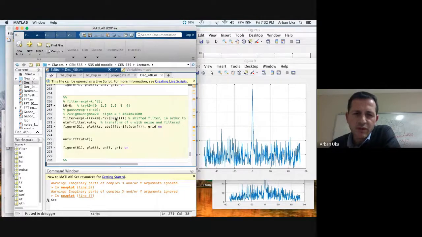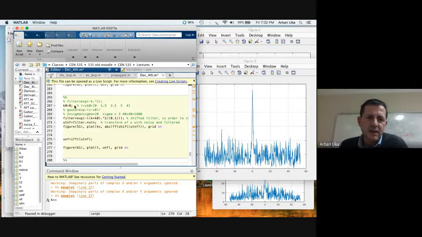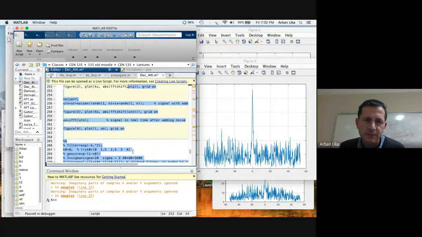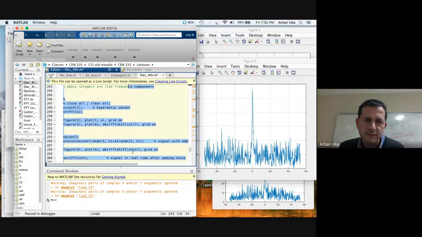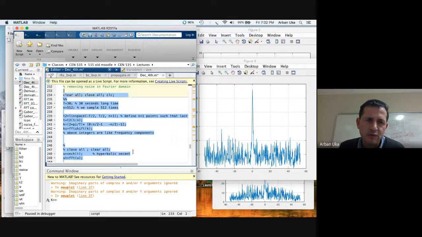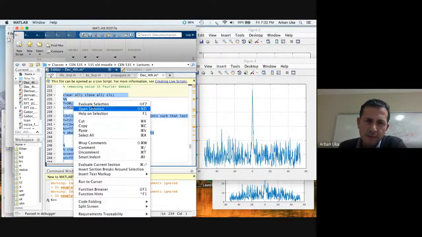We can decrease this a little further. Let's make this one 0.2 or 0.1. Okay, let's use a filter centered at K0 equal to 0 with a relatively narrow bandwidth. Let's go to line 234. I'm almost sure that most of us know what we are going to get.